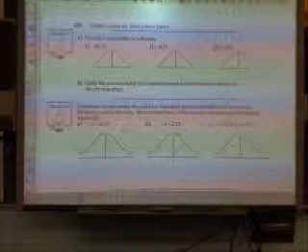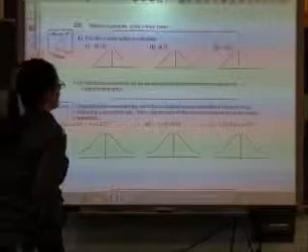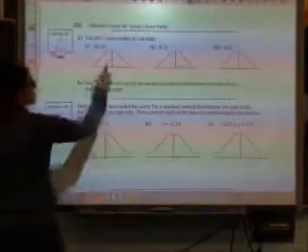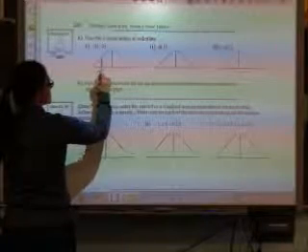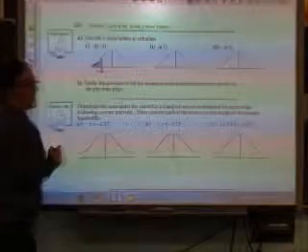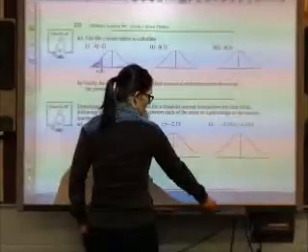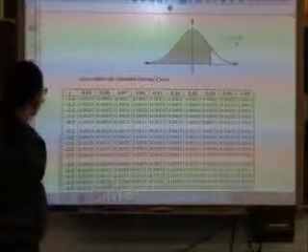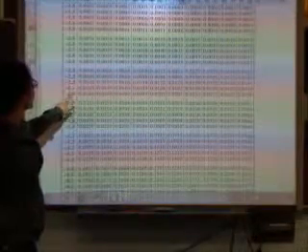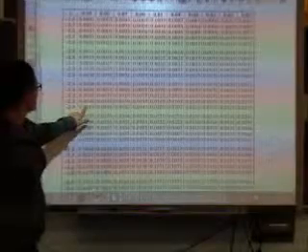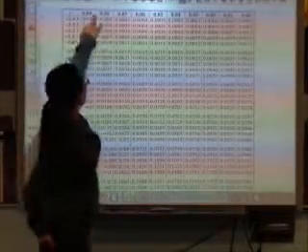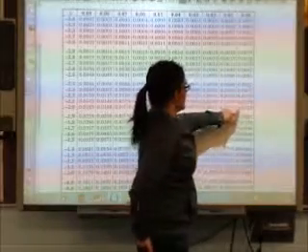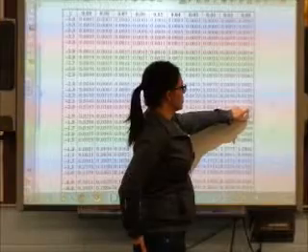So it says use the z-score table to calculate the following. I want the area to the left of -2. -2 is here. That's the area that I want. So I go to my z-score table. I want -2.00, and I get 0.0228.